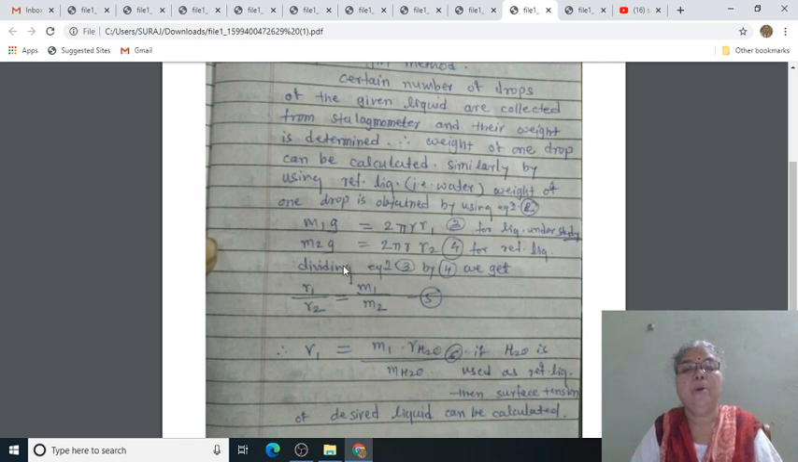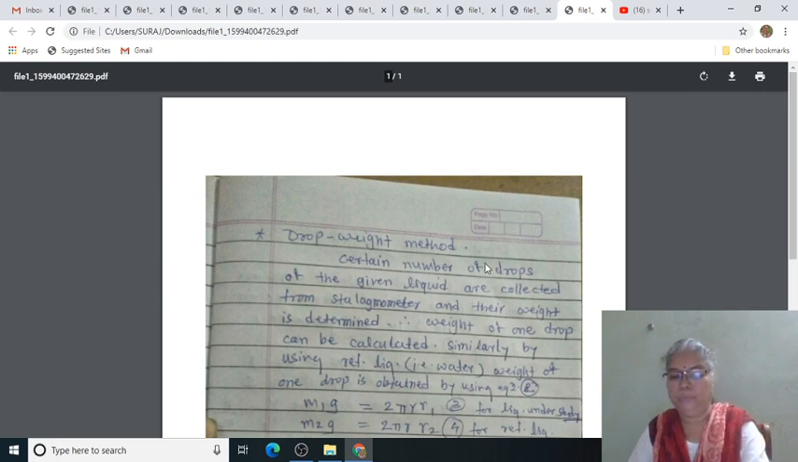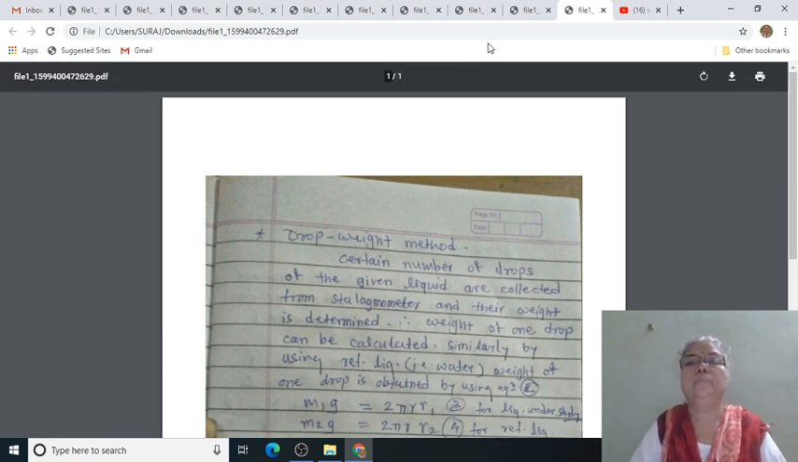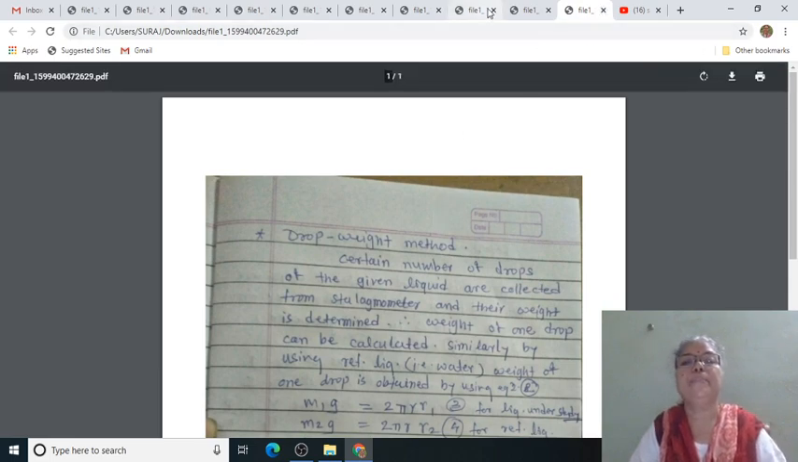And from this equation number 5, we can write gamma 1 equal to m1 into the surface tension of water, that is gamma of water, divided by the mass of H2O. And by using this formula, we can calculate the surface tension of the desired liquid. And the second method is the drop number method.